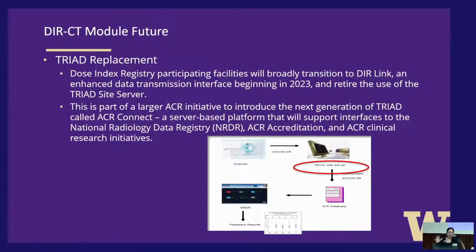So right now, Triad only supports the dose index registry, and what they're trying to do is move away from that and have a server called ACR Connect, where when I log in, I can not only look at my dose index registry information, I can look at my ACR accreditation information, and I can look at anything to do with clinical research initiatives. So they're trying to broaden your server to include everything that you do with the ACR, which is fantastic, because right now I have to log in separately for my accreditation information. I have to log in separately for my registry information. So I believe that this is an attempt to unify and look at everything all in one place.